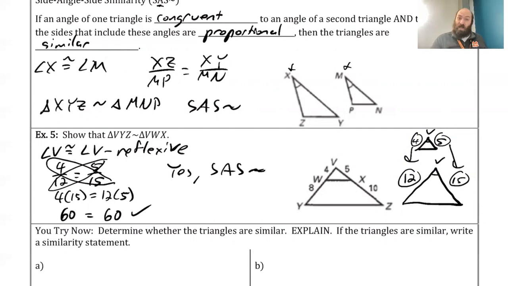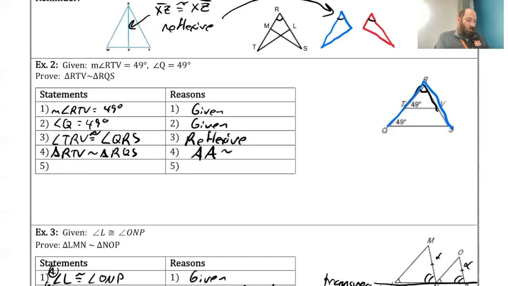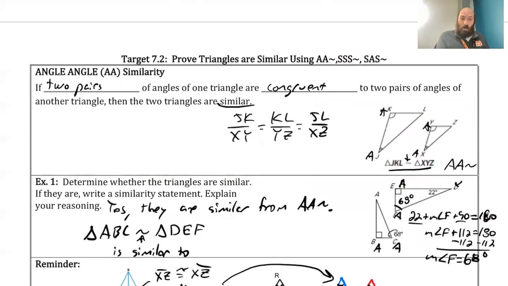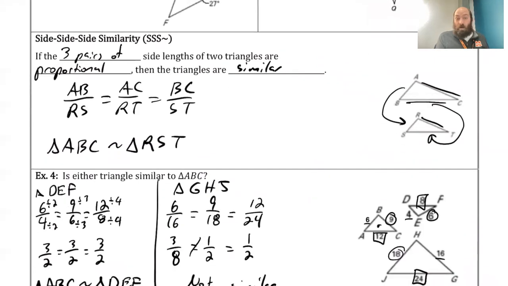So quick recap of today. For me to know that 2 triangles are similar to each other, not congruent, similar. The first case was angle. So if 2 pairs of angles match up between 2 triangles, then they are similar triangles. Okay. Then there was side, side, side. If all 3 pairs of sides are proportional to each other, then the 2 triangles are similar.